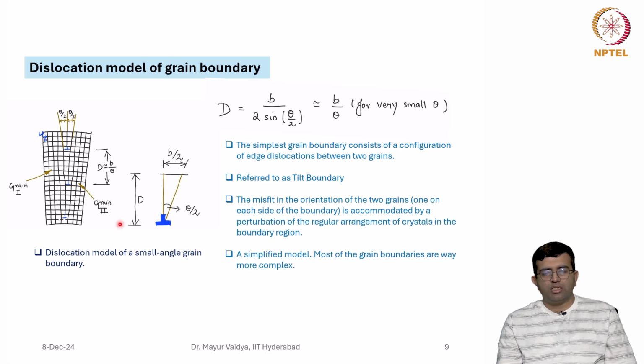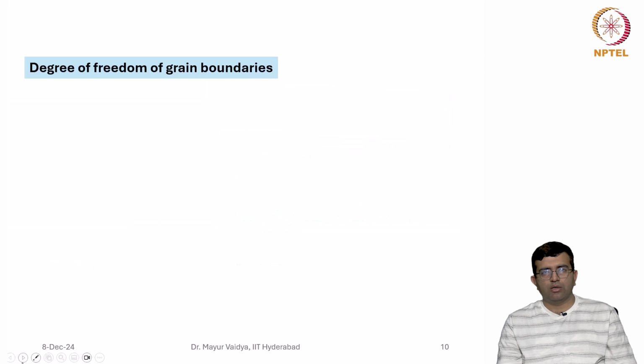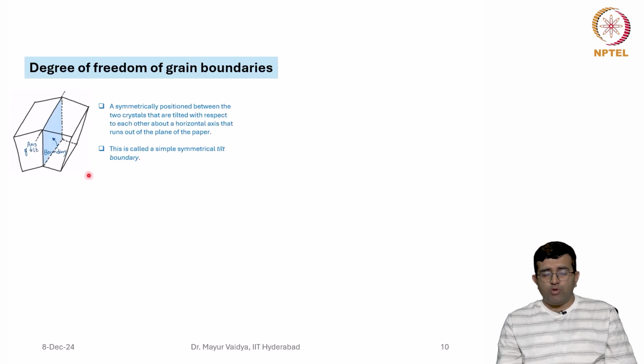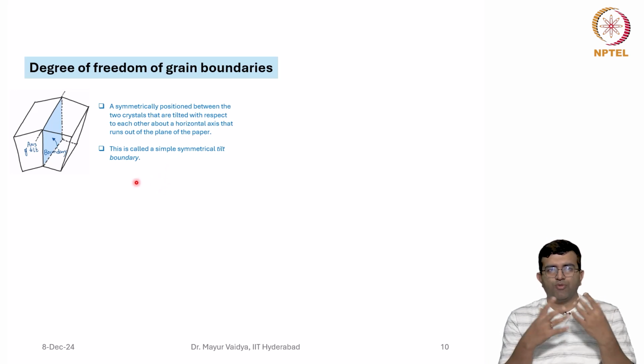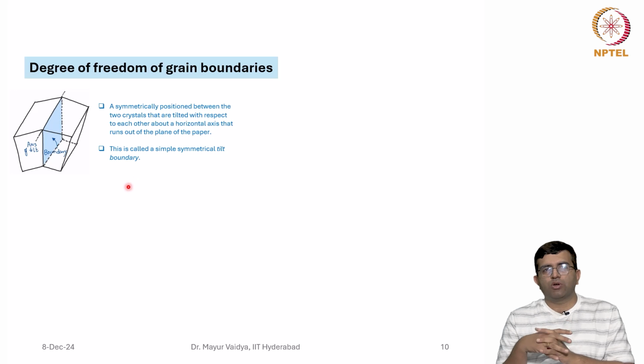So this is a very simplified model, and actual grain boundaries are much more complex than what is depicted in this simple diagram. Grain boundaries can be of various types. I've just given you this slide so that you get a little more information about grain boundaries. So grain boundaries can be what is known as a tilt boundary. You can see the two grains are tilted with respect to each other. You have this axis of tilt here. This is the axis of tilt, and this is the boundary. So this is called a symmetrical tilt boundary, meaning both the grains are equivalent in all other aspects.